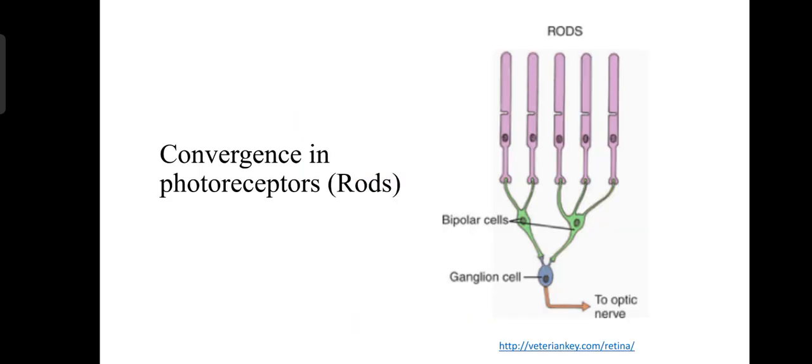A well-known example of convergence is the convergence in photoreceptors or rods. Rods are a type of photoreceptor that detect dim light. So a very small intensity of light can be detected by this rod. But in order to reach the central nervous system and produce an action potential in these neurons, they converge together to form a summation and a stronger stimulus to activate these neurons, so the signal can reach the central nervous system.